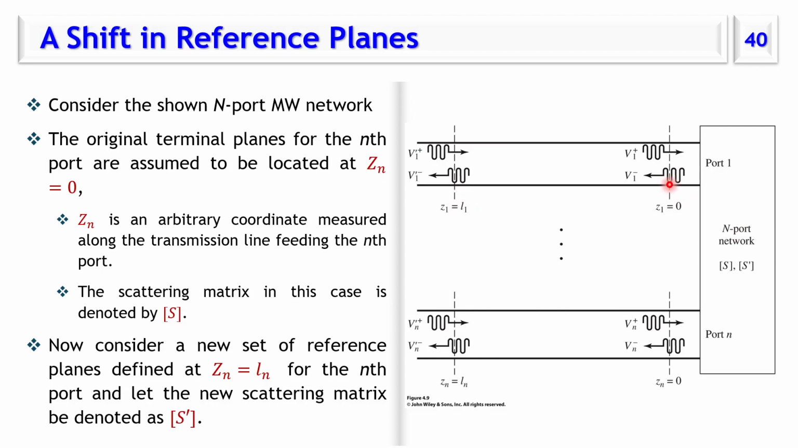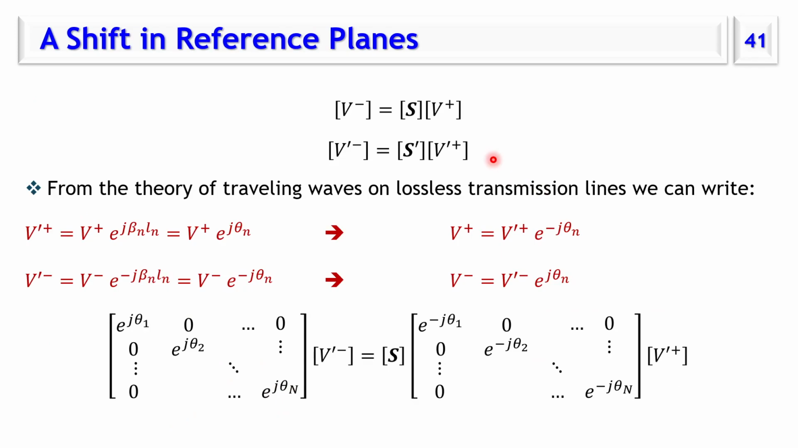So we need to find the effect of this translation of the reference plane on the S matrix. The original S matrix measured at the original reference plane is S. The scattering matrix after moving to the new reference planes is S prime. So S is V minus relating to V plus, and S prime is the definition at the new reference plane.